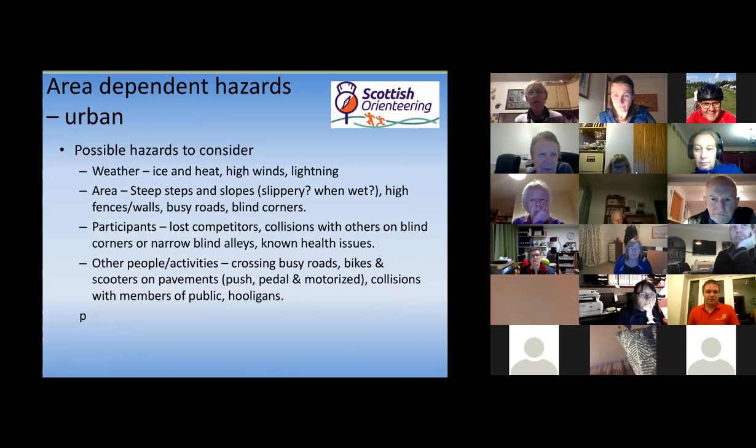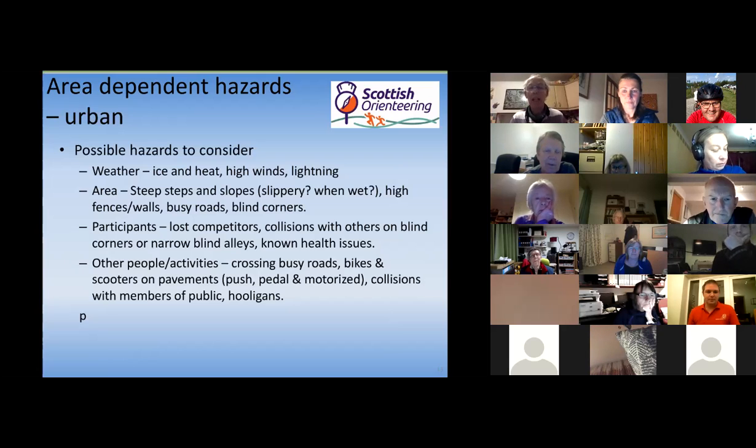Right, let's move to the urban area now. Okay, and weather: ice, again, temperature, high winds, lightning. High winds this time are more likely to cause building damage, or there could be trees within the urban environment. Steep slopes, slippery slopes, and again, high fences.